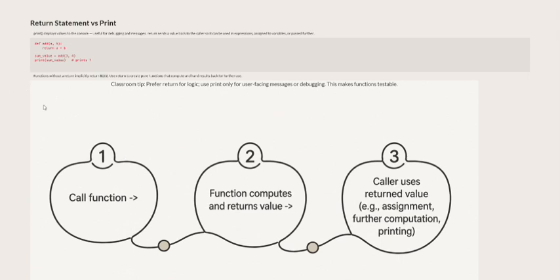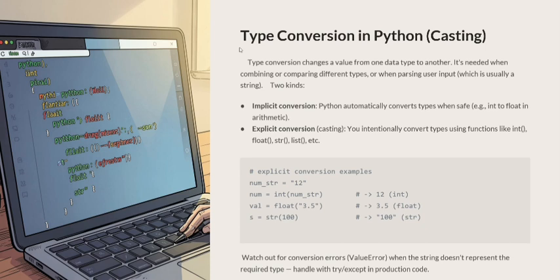Okay, now let's move to another important topic, type conversion. In Python, different types of data exist, for example integers, float, string. Sometimes we need to convert one data type into another. This process is called type conversion or casting.